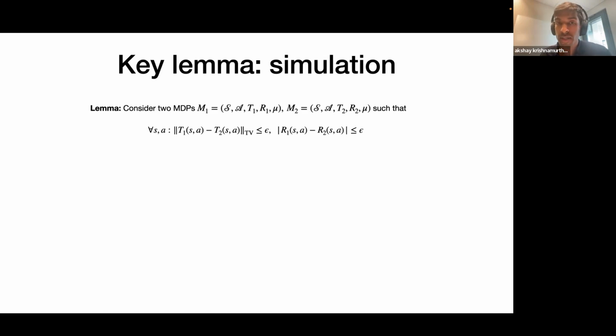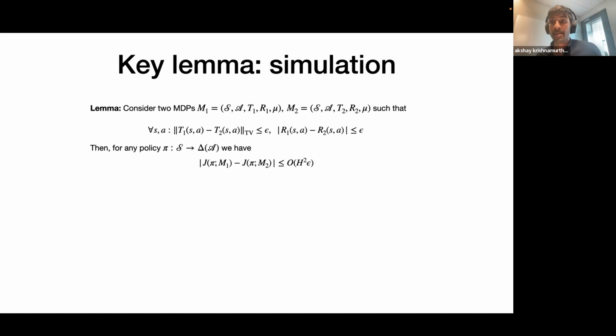So let's just consider two MDPs, M1 and M2. They have the same state and action space. They have different transition operators and different rewards. But the transition operators and the rewards are very close to each other. So the transitions are close, let's say in total variation distance. The rewards are close in their means. Then it turns out that for any policy, the value of the policy in one MDP is about the same as its value in the other MDP.